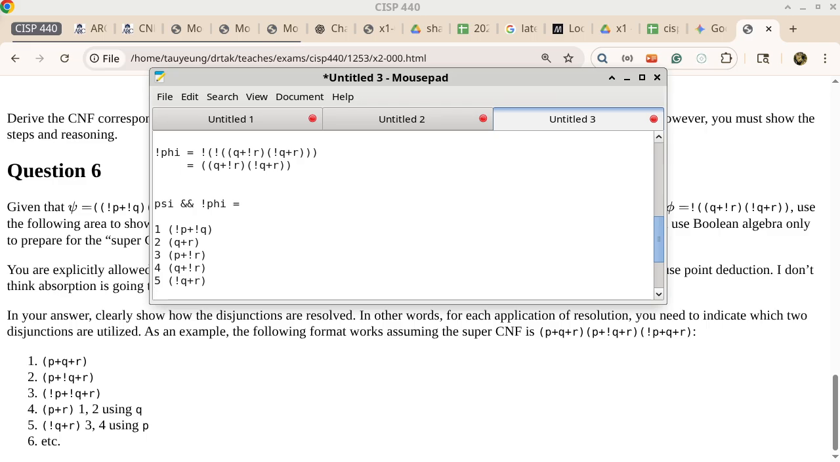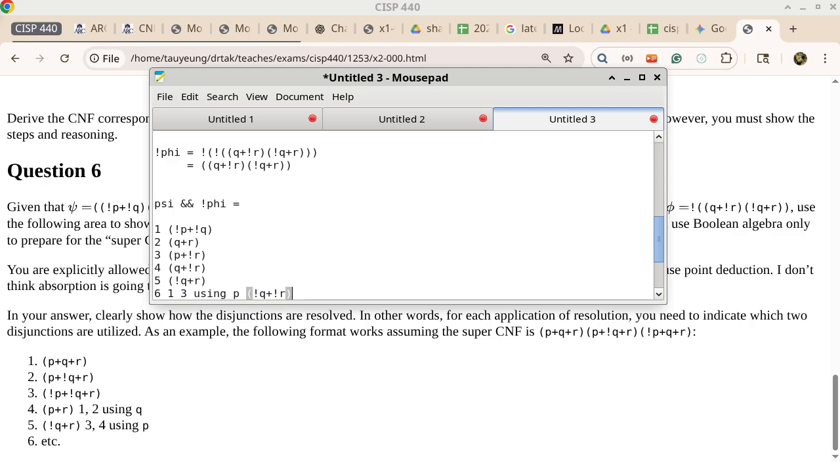Which two can resolve? This would be number six, I think. One and three can resolve, one, three using P. So the result is going to be not Q or not R. I'm going to pause here and make sure that we all understand number six, why we can resolve using number one, number three, using P. Is that clear?